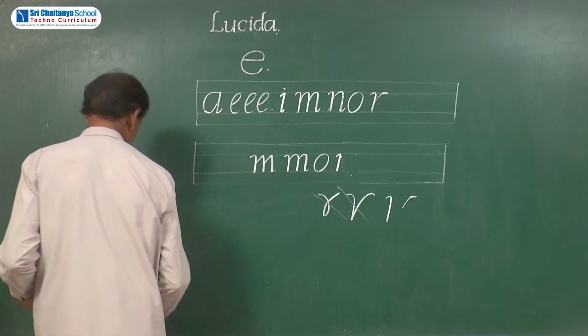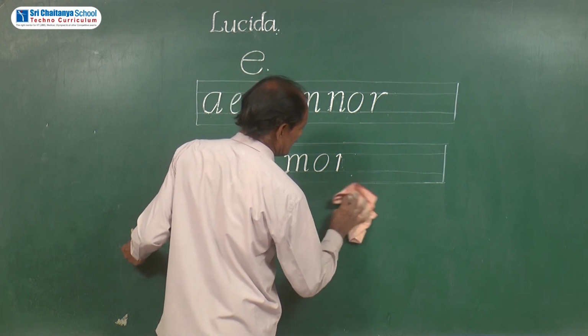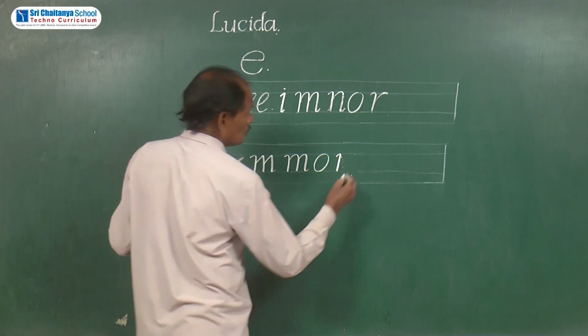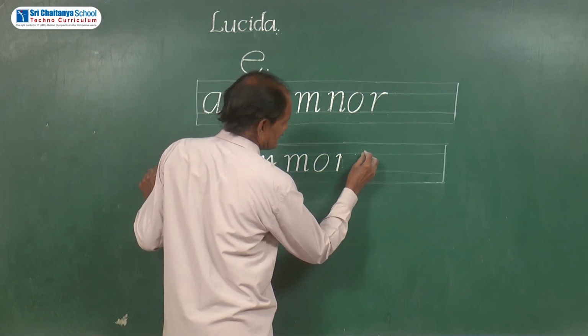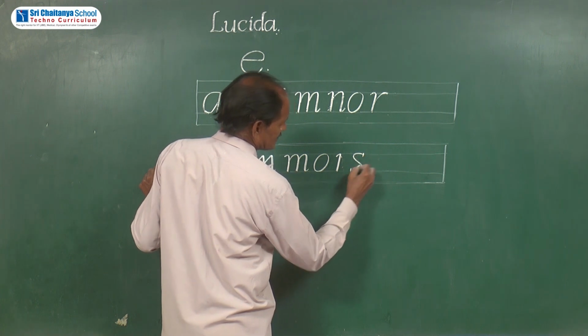S. S is a difficult letter to write actually. No person can write S in the similar way if we continuously write 2 or 3 times.